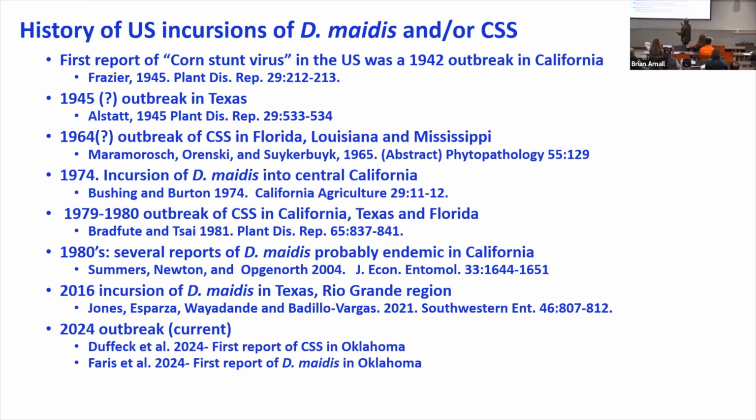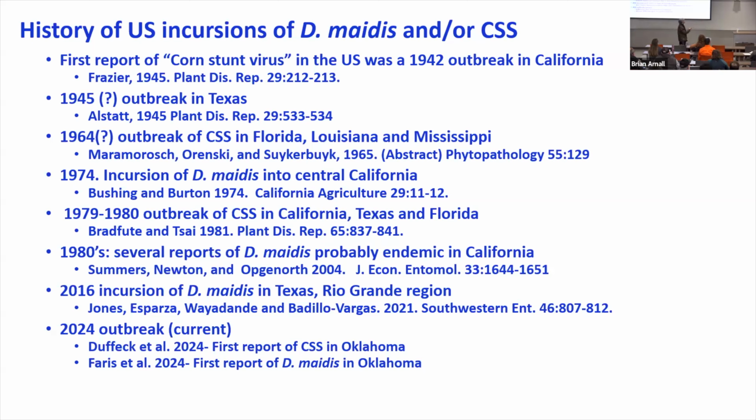The first report of corn stunt was a 1942 outbreak in California. And then I think he was talking about a similar outbreak in Texas. You'll notice that these two papers were in the same journal. This one was earlier in the publication than this one, but they occurred at the same time, so I don't know who gets the credit. Then there's another mention of an outbreak in 1964. Mira, she was a very famous vector entomologist in phytopathology. No subsequent paper, just an abstract.